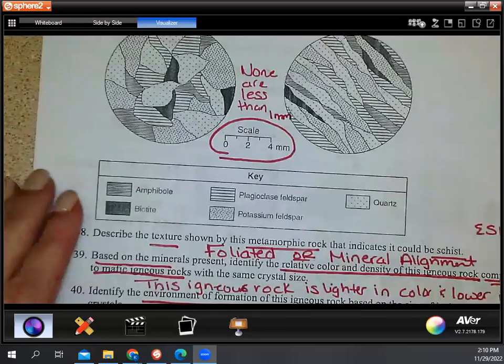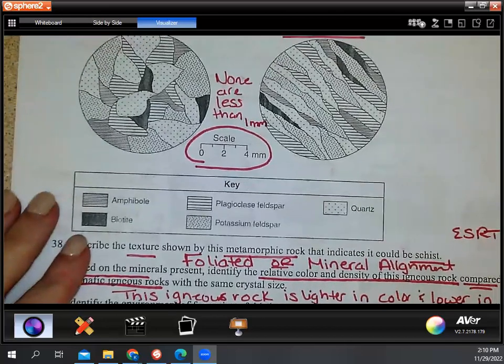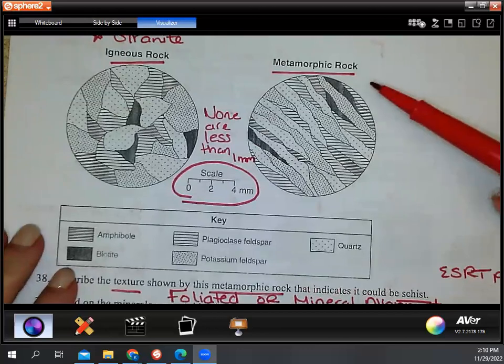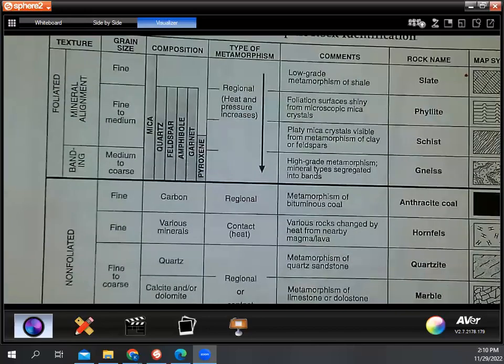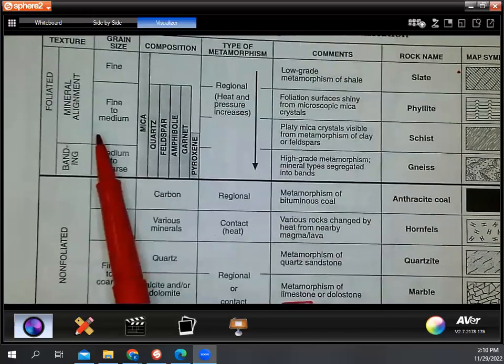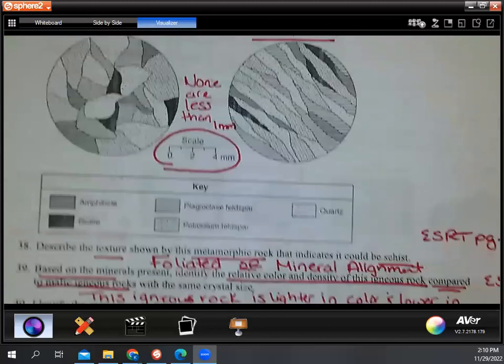Question 38, describe the texture shown on this metamorphic rock that indicates it could be schist. So here's my metamorphic rock. They want to know what the texture of schist is. So I'm going to go to schist. I'm going to look in the texture column. It is mineral alignment or foliated. You just needed to write that down.